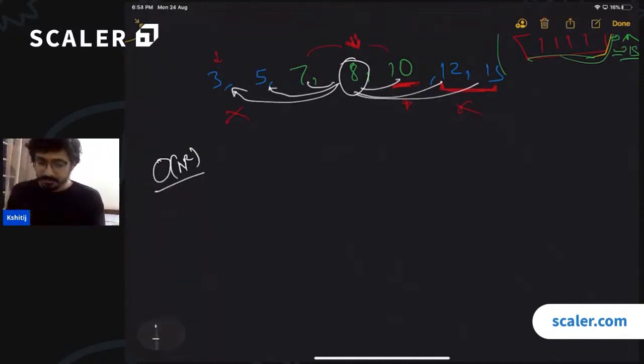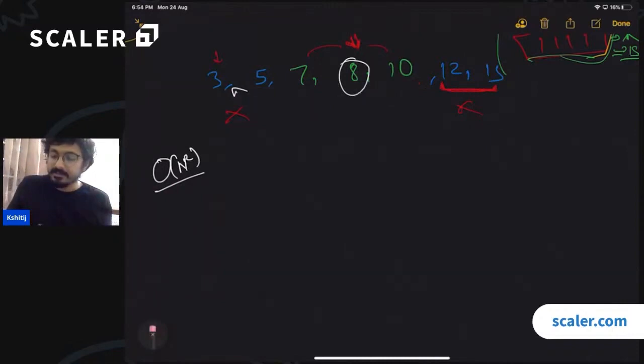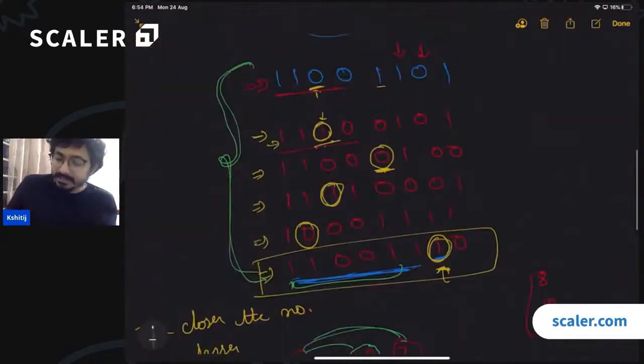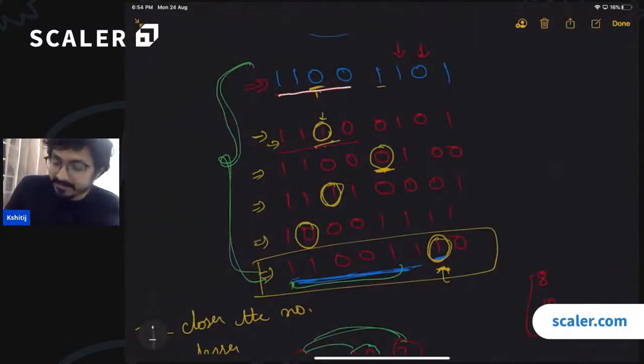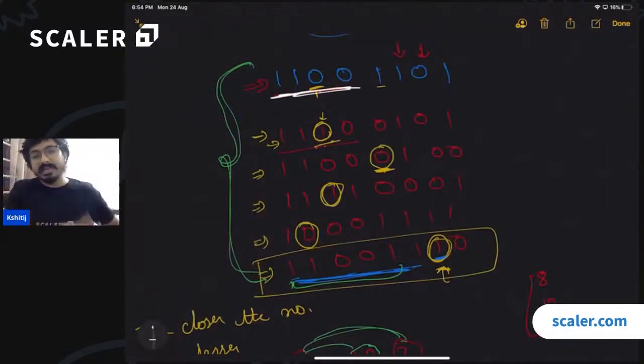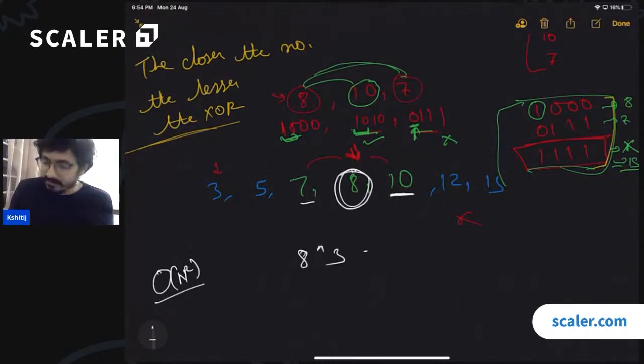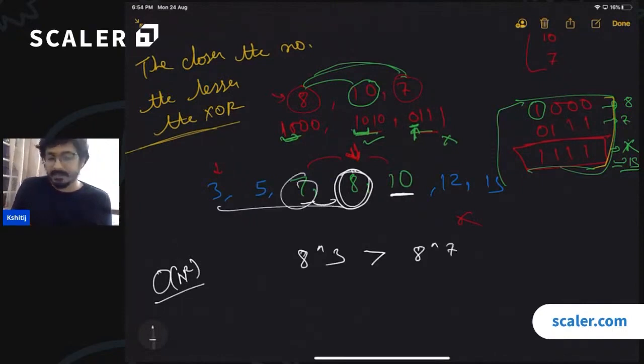But I'm saying that you don't need to do all of these things. These calculations are totally needless. Why? Because we have seen that if the number of bits are similar on the left side, I want to find the number which has got a different bit as far right as possible. I can say by intuition that the closest numbers are going to give me that. So 8 XOR 3 will always be greater than 8 XOR 7, because 7 is closer than 3, right?